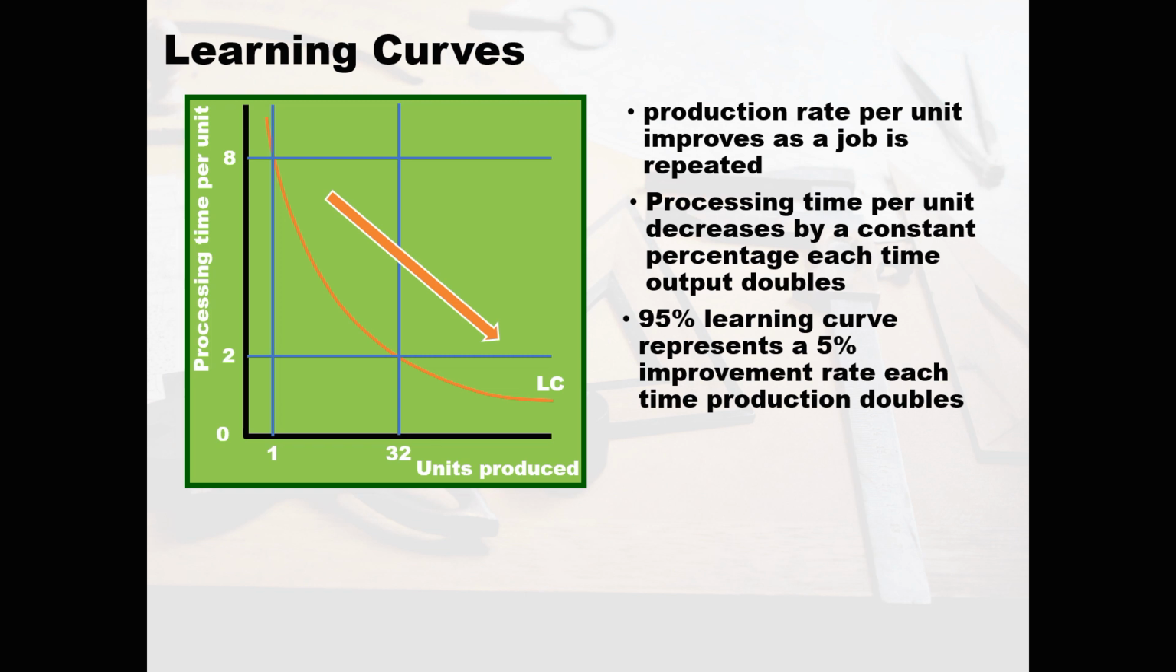Again, let's go over this. A 95% learning curve represents a 5% improvement rate each time production doubles. When we're going from unit 1 to unit 2, we're going to improve by 5%. 2 to 4, 5%. 4 to 8, 5%. Your time is going to reduce. From 8 to 16, we're going to reduce 5%. 16 to 32, we're going to reduce our time by 5%. So every time production doubles, our time is going to improve by 5%.